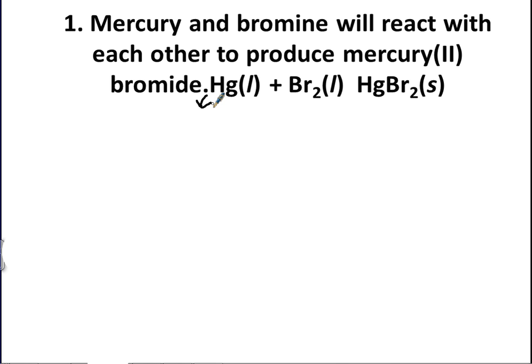What was it? 10.56 grams of Hg. Now, all I'm trying to figure out is, if I'm using up 10.56 grams because that's my limiting reactant, how much Br2 am I going to use up? How much is there to begin with?